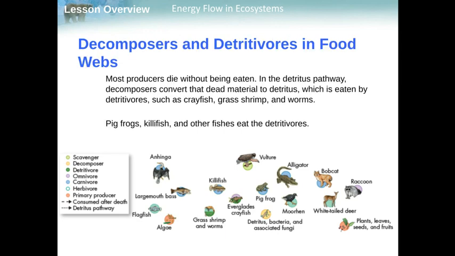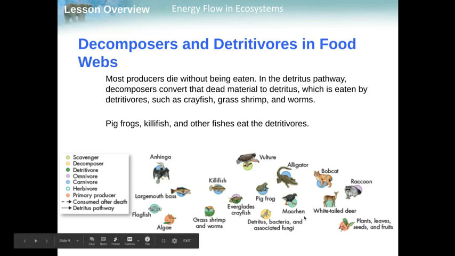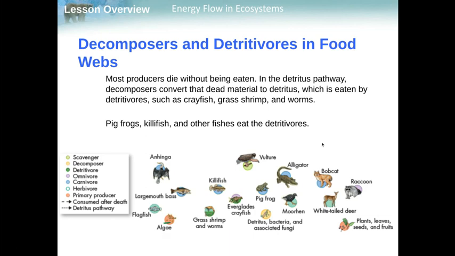Now, decomposers and detritivores in food webs. So most producers die without being eaten. Okay, so that's anything that can produce its own energy. And at that point, it becomes detritus. So we see right here our bacteria-associated fungi. Those are really important to be able to break down all that dead and decaying matter.